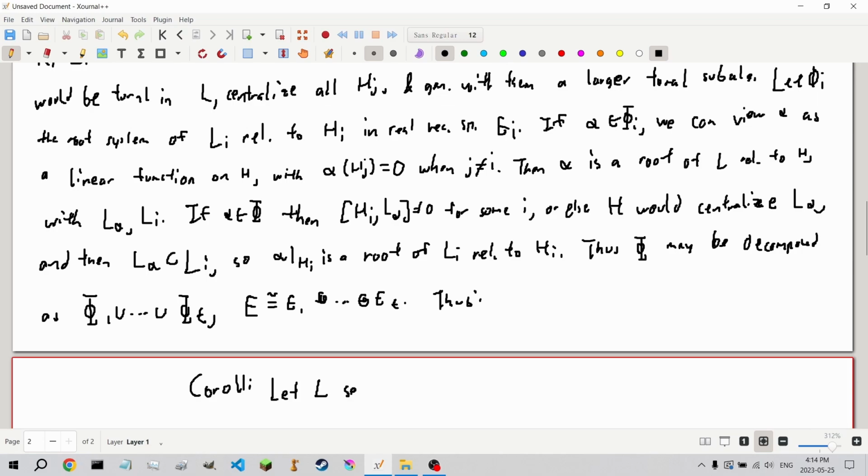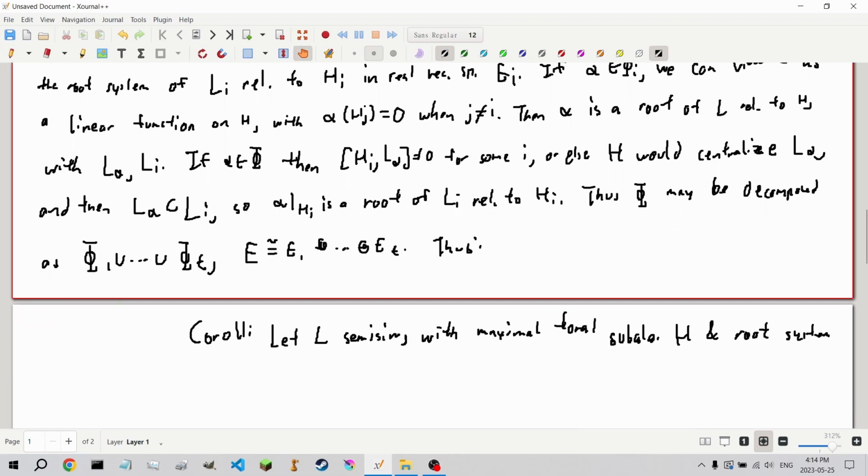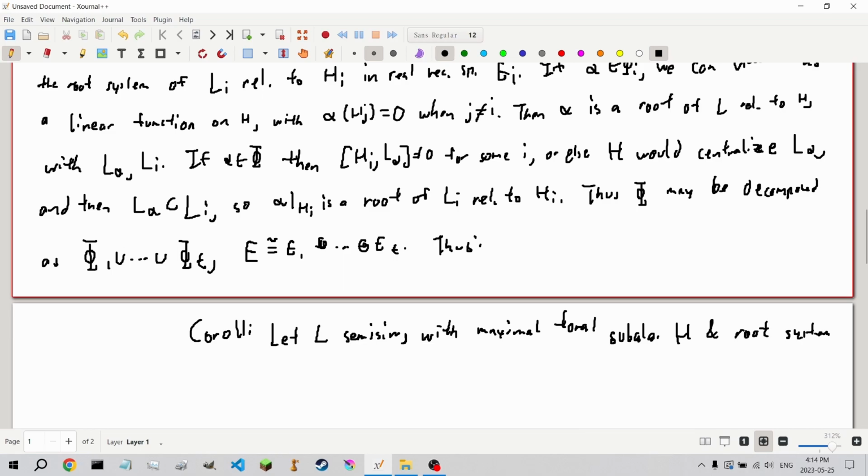Let L be a semi-simple Lie algebra with maximal toral subalgebra H and root system Phi, and decomposition of L as L1 plus through Lt, decomposing it into simple ideals.